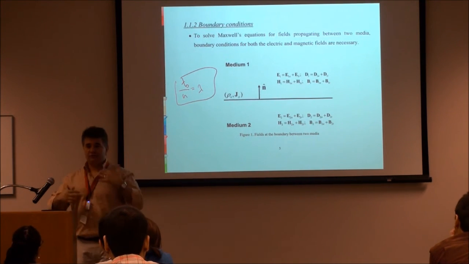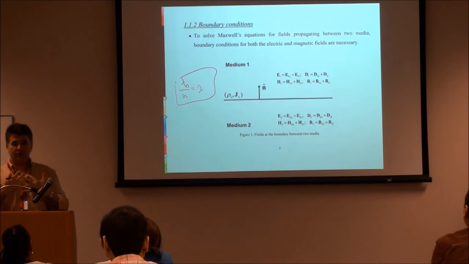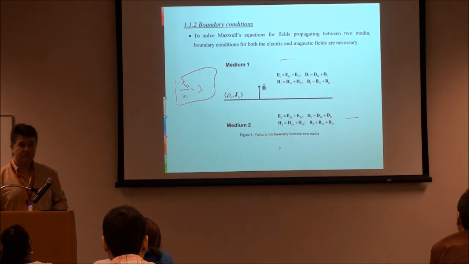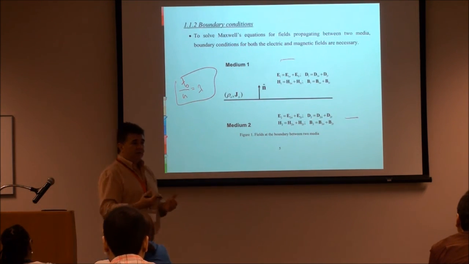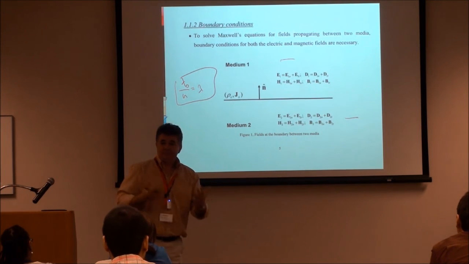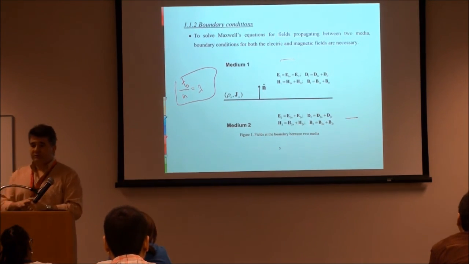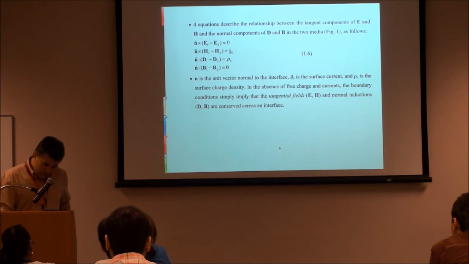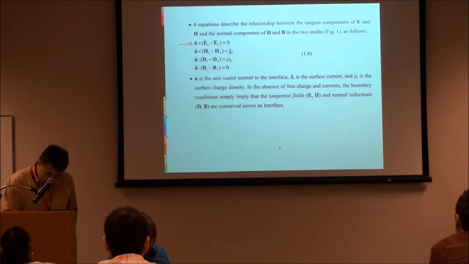Once you have an interface, you need some kind of boundary conditions. You need to connect the 2 media somehow. I know how to propagate here. I know how to propagate here. Just use Maxwell's equations. But now how do I connect them? That's what boundary conditions do, right? Okay. So that's what I was telling you.